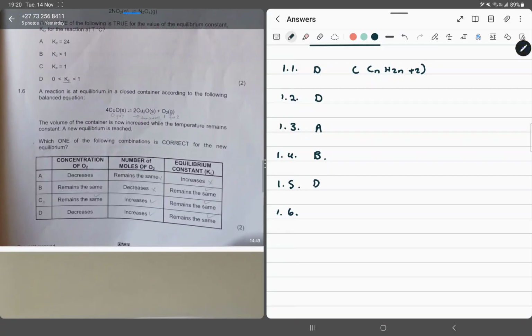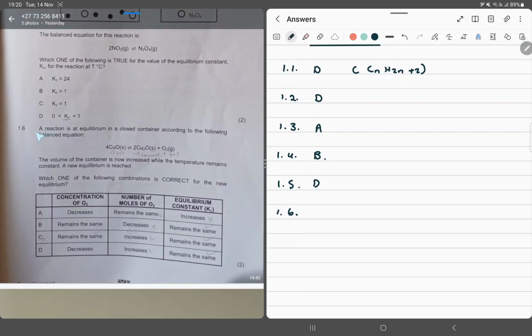So let's look at 1.6. 1.6 says a reaction is at equilibrium in a closed container according to the following balanced equation. So we've got copper oxide solid decomposing into copper 2 oxide solid plus the oxygen gas. Okay, now let's have a look at this one. The volume of the container is now increased while the temperature remains constant. A new equilibrium is reached.